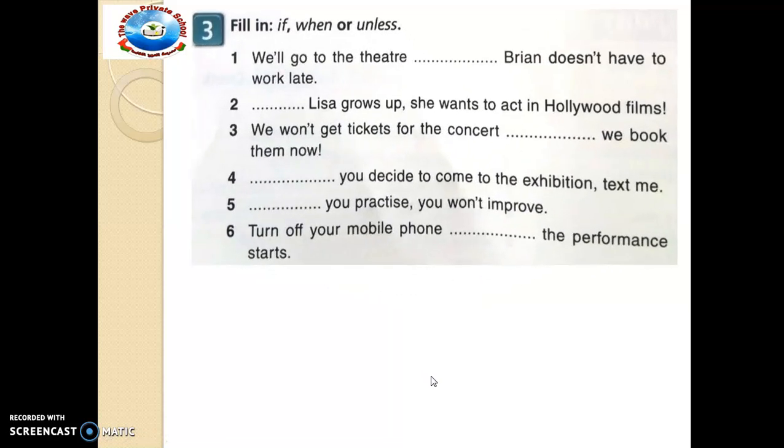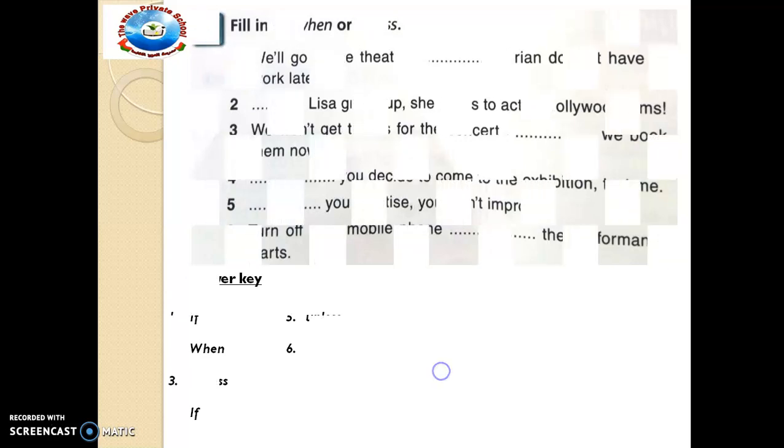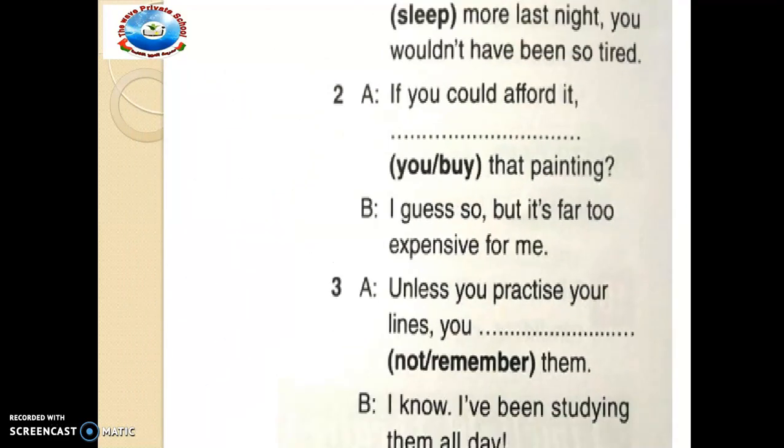Let's make progress to the next exercise. That's exercise 3. It says, fill in if, when, or unless. So I want you to fill it in there. Here the aim of this exercise, we practice conditionals. Let's continue exercise 4, where we want to continue learning how to practice conditionals.